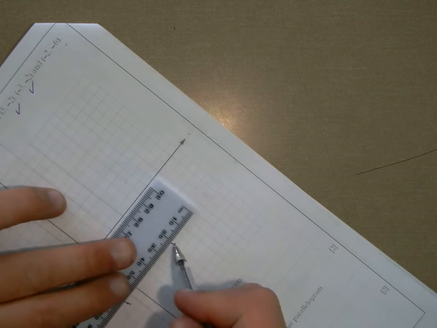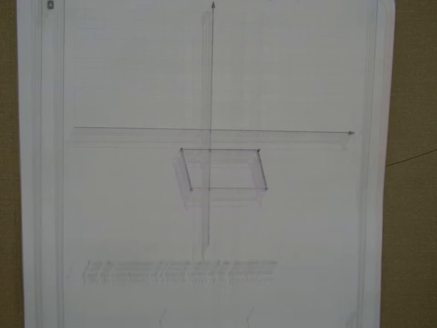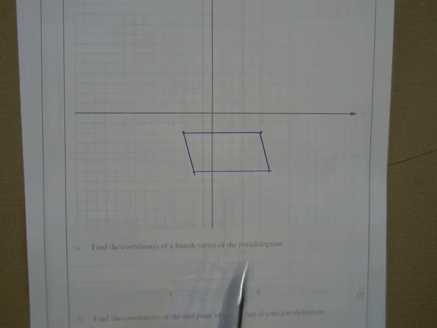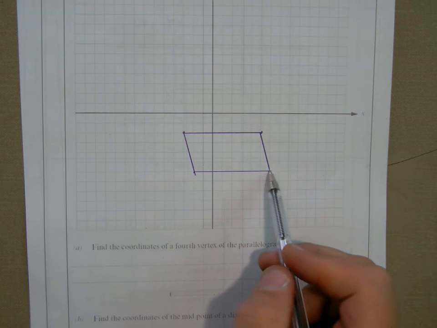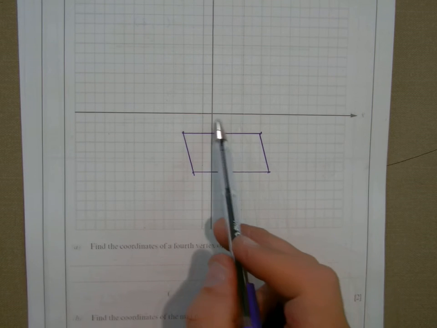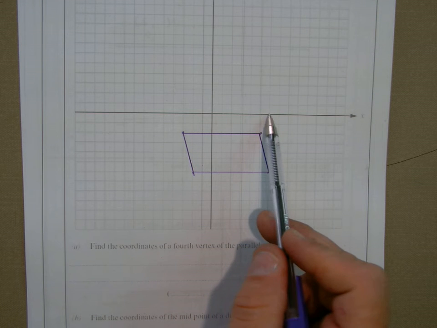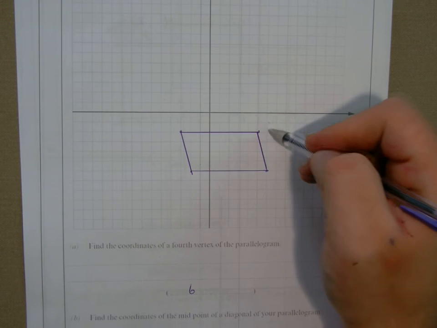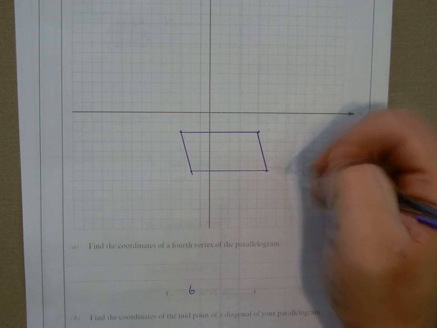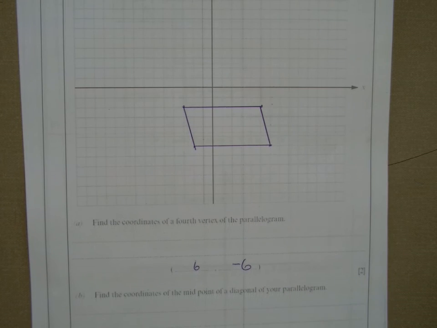And we can join this up to complete our parallelogram. Now, they want the coordinates of this fourth vertex, so we want this coordinate here. To get to that point, you've got to count across 1, 2, 3, 4, 5, 6. So we're going across 6, and we write 6 there, and then we're going down 1, 2, 3, 4, 5, 6. So going down 6, it'll be minus 6 in the vertical direction.